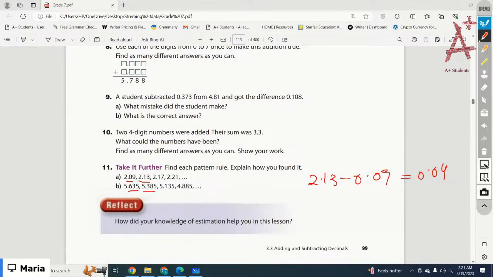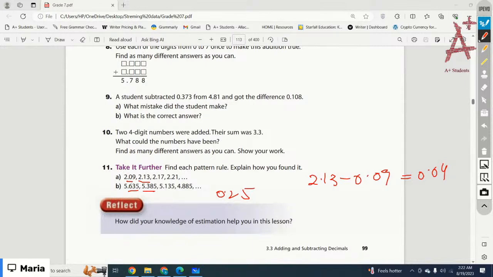Let's just see for the second one. Let me just subtract 5.385 minus 5.635, that would be 0.25. Let me just confirm. 5.135 minus 5.385, that would be 0.25. Just subtract the second number out of the first one, the difference is 0.25. So how do you find the pattern rule? You subtract the second number out of the first one and you'll get the pattern rule, right?